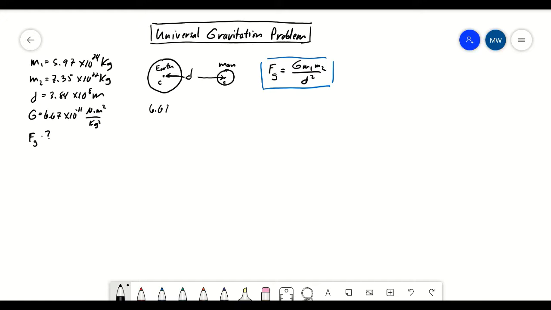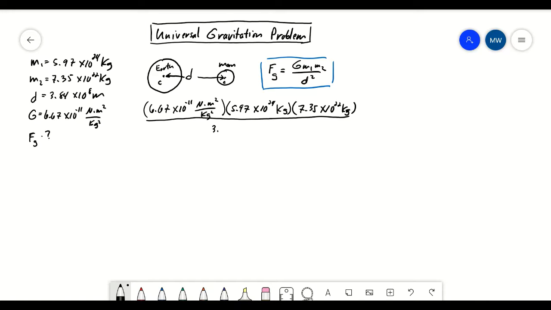So we've got our 6.67 times 10 to the minus 11 Newton times meter squared divided by kilograms squared, universal constant. Mass 1 was the Earth, 5.97 times 10 to the 24 kilograms. And the mass of the moon, 7.35 times 10 to the 22nd kilograms. All of this divided by the distance squared, 3.84 times 10 to the 8 meters, and we have to square that, right? And that's what our force of gravity will be equal to.